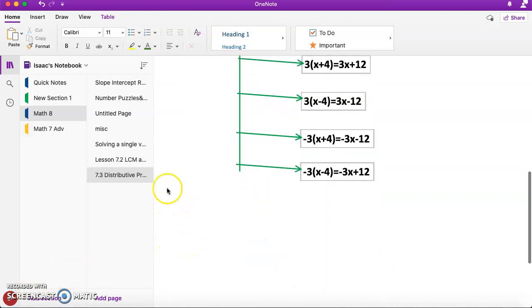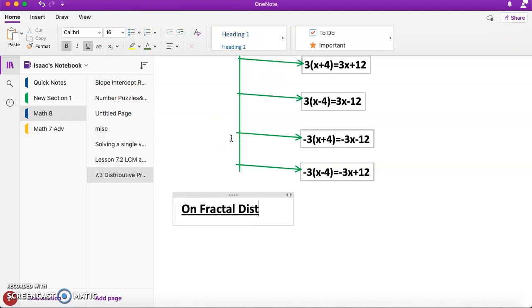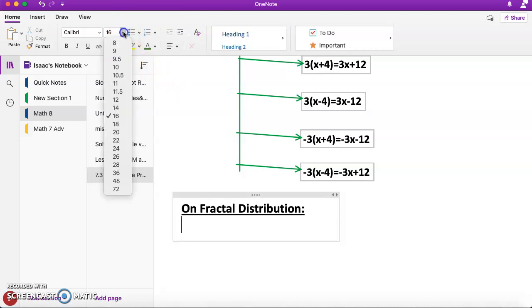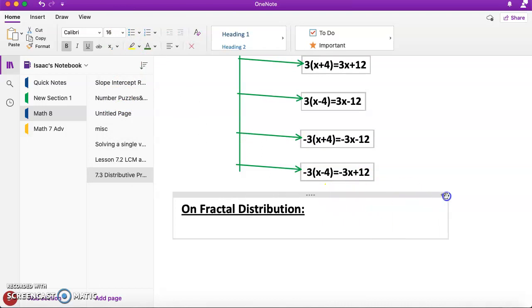Alright, now for one of the newer concepts of today's lesson. Let's call this section on fractional distribution. So this is all well and good for when I'm multiplying times some whole number. It's fairly obvious, but let's say I had one like this.